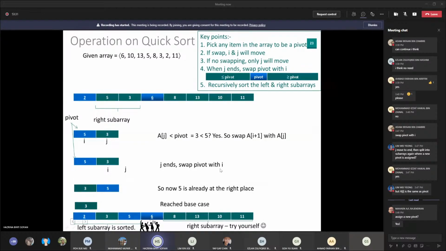Can you share your answer with me, something like this, so that I can update my slide? Okay, so you can try yourself. I have it in handwriting. Okay, quick sort.